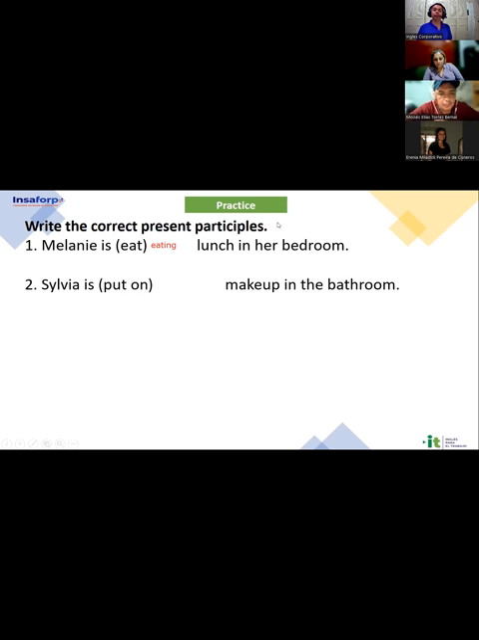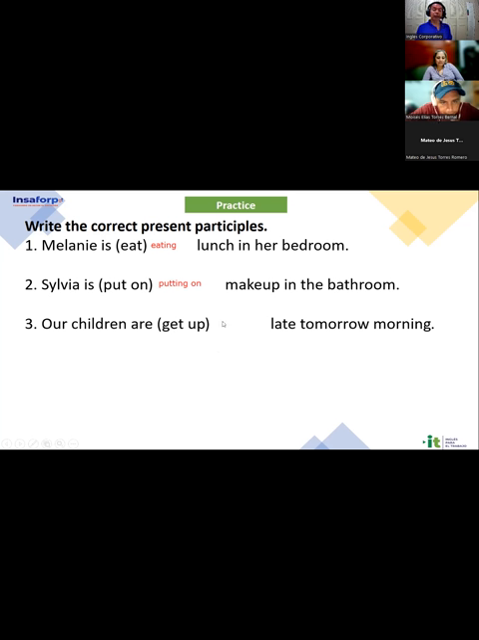Number two. Another volunteer? Silvia is putting on. Aha, putting on. P-U-T-T-I-N-G. O-N. Good. Silvia is putting on makeup in the bathroom, in the restroom.